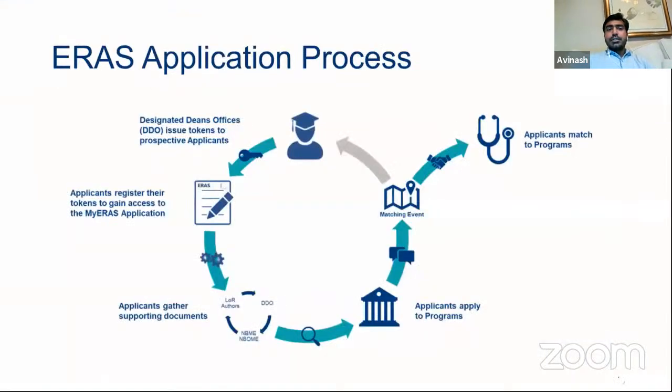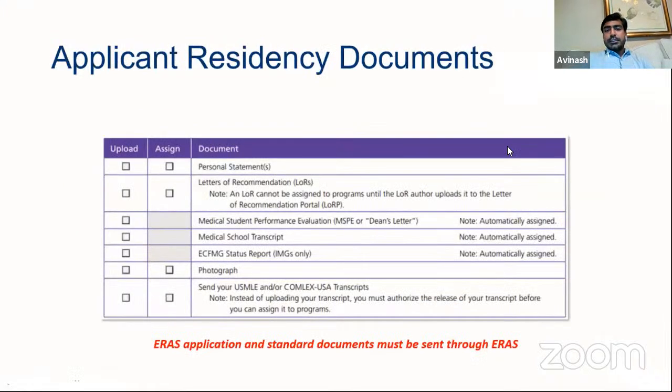So how does the ERAS application process work? The applicants gather all the supporting documents, and then apply to the programs. After that, they may get an interview, and after that, the Match process starts. So this is the ERAS checklist, in which the most important document is the personal statement.